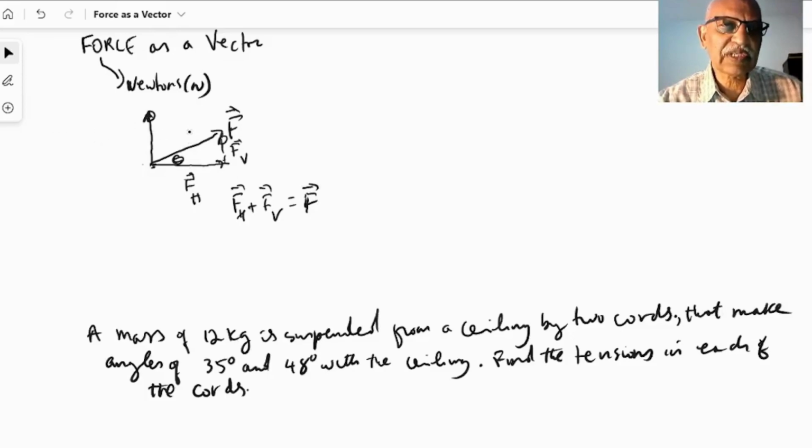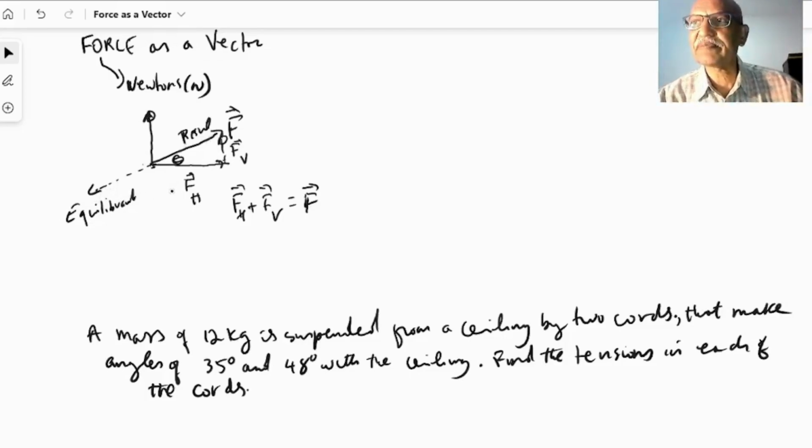We call this resultant R. This is the resultant. Opposite to the resultant, exactly with the same magnitude, is called the equilibrant. The equilibrant has the same magnitude as F, but opposite direction. Therefore, resultant and equilibrant are in opposite directions.